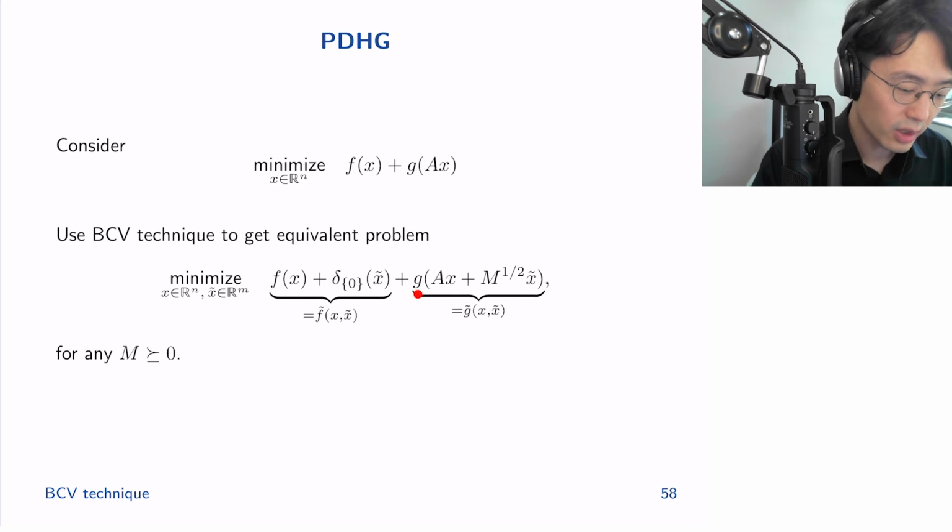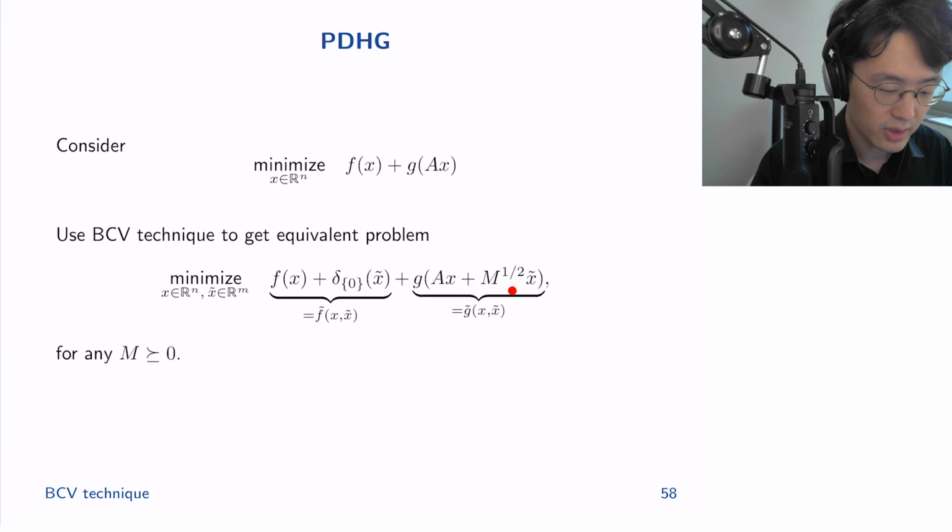And so this indicator function constrains x tilde to be equal to 0. But when we consider the function g, instead of saying the function is g of Ax, we say the function is g of Ax plus M square root x tilde. So M square root is an arbitrary positive semi-definite matrix, so the matrix square root exists, and then we provide the x tilde here as the input. Now, because x tilde is required to be 0 by this indicator function, we can basically ignore this term, and so this function, which we define to be g tilde of x comma x tilde, is essentially the same as what we had before, g of Ax.